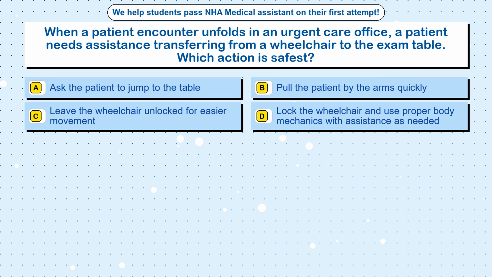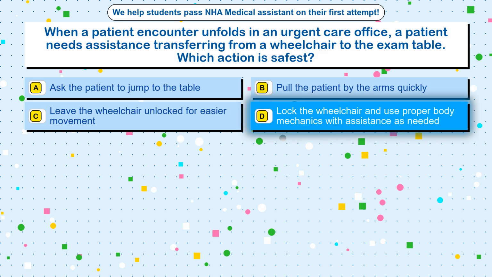Question 85. When a patient encounter unfolds in an urgent care office, a patient needs assistance transferring from a wheelchair to the exam table. Which action is safest? Option A. Ask the patient to jump to the table. Option B. Pull the patient by the arms quickly. Option C. Leave the wheelchair unlocked for easier movement. Option D. Lock the wheelchair and use proper body mechanics with assistance as needed. The correct answer is option D.